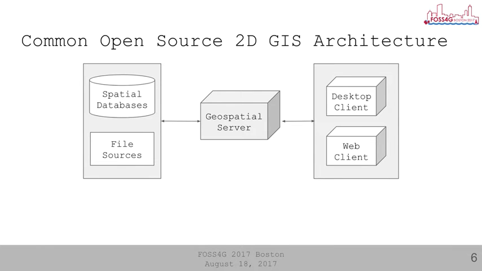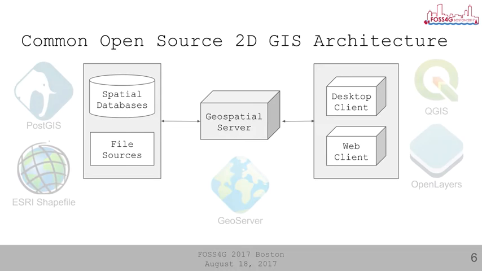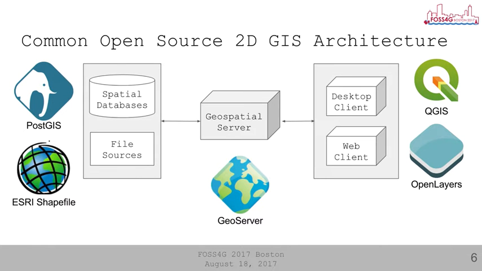So I'm going to start from motivation, and this is a common open source architecture or software stack for 2-dimensional GIS. The left side is data source layers, and the right side is the application layer. Between them, there is a geospatial server. We have a lot of projects that we can use in this stack. For example, PostGIS or shapefiles are for the data layer, where one is a database management system and one is a file. QGIS is for desktop client, and OpenLayers is for web client.